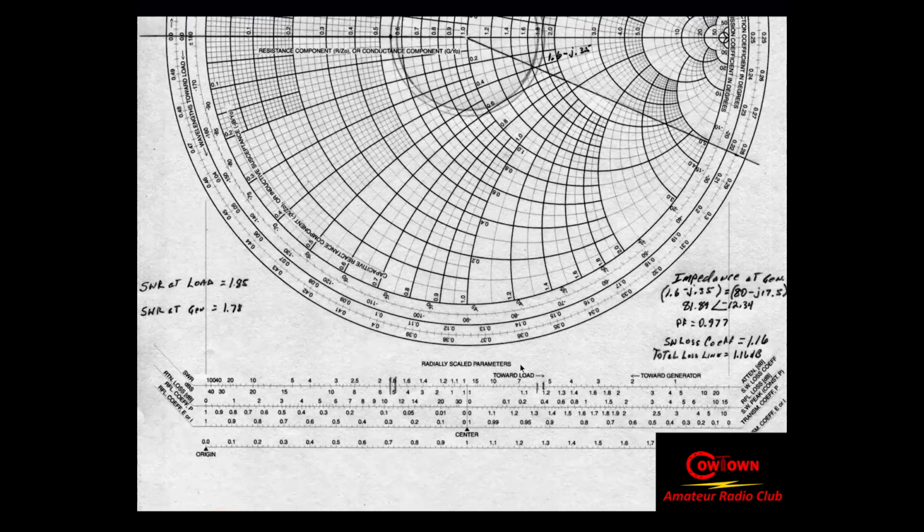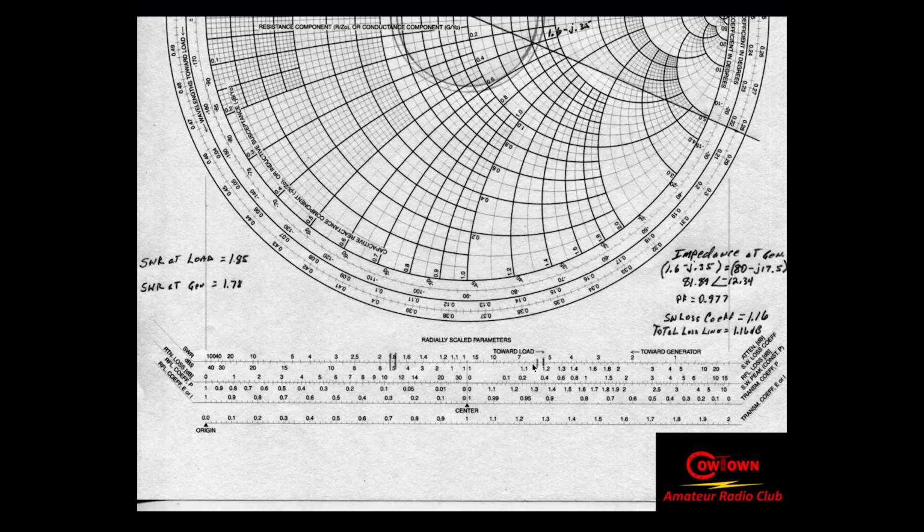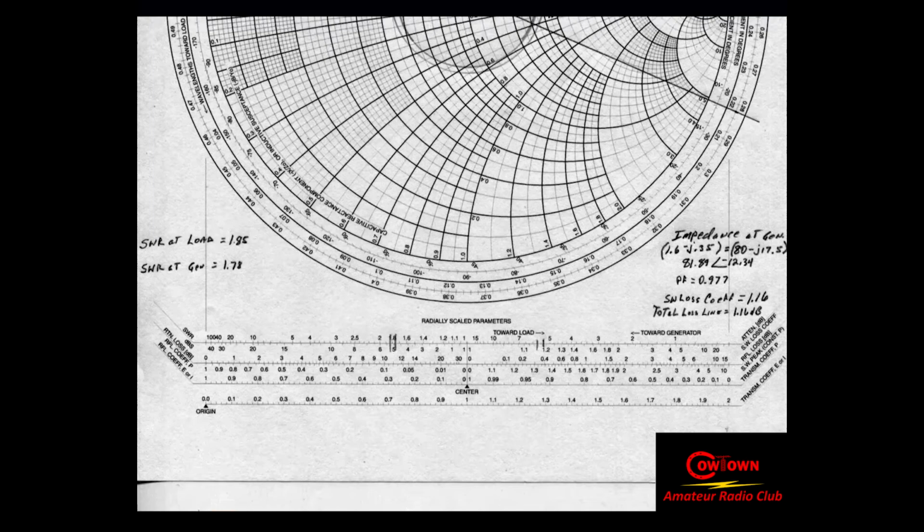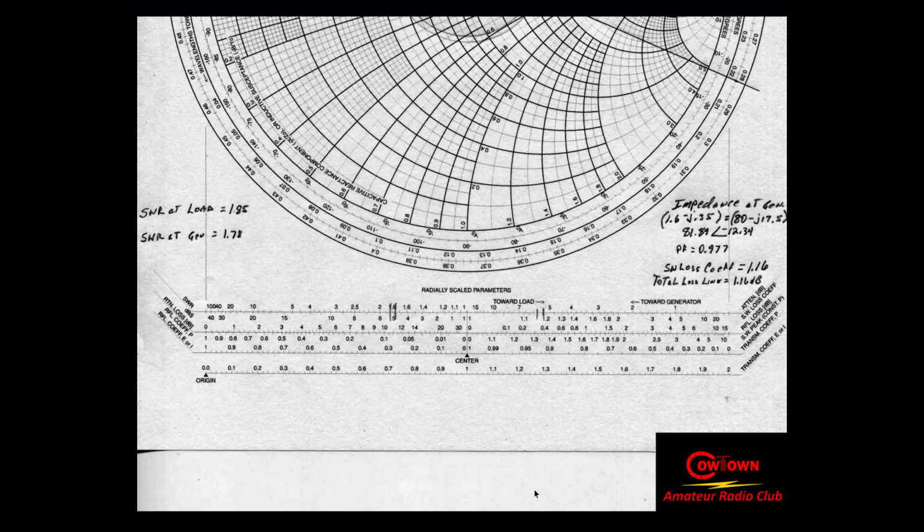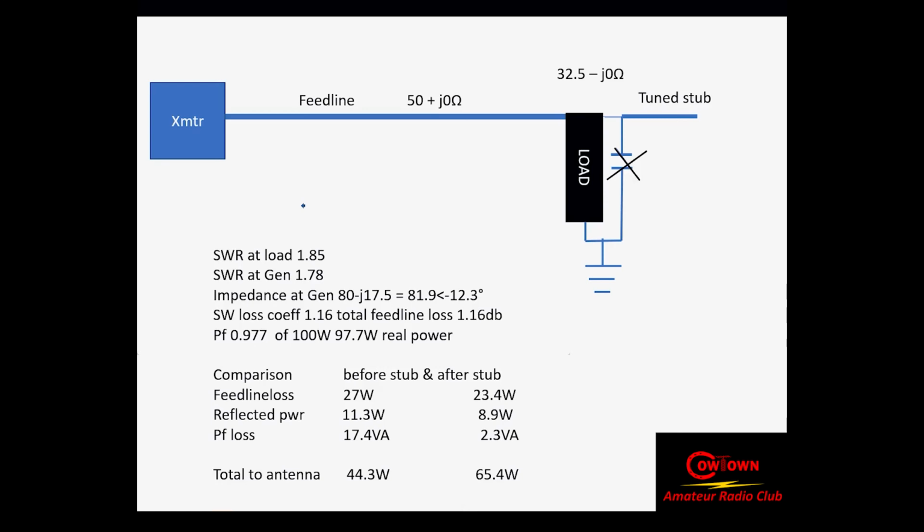Then I'm going to take and measure off the new radius with my compass, and I'm going to draw another circle here. And notice they're a little closer together, and this gives me my new corrected SWR and impedance at the radio. All right. So the SWR at the load now is 1.85.